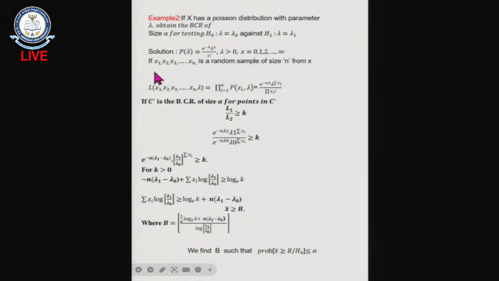Step 2: here also we define the null hypothesis and the alternate hypothesis the same way. Both are simple hypotheses only. Based on the Poisson distribution, which type of distribution is it?